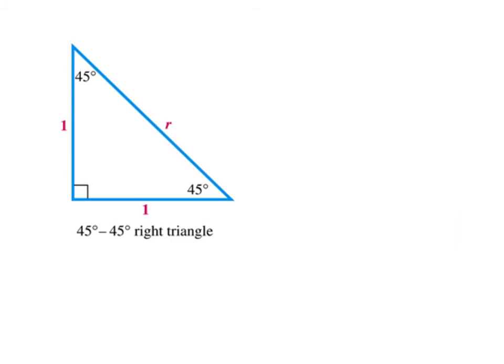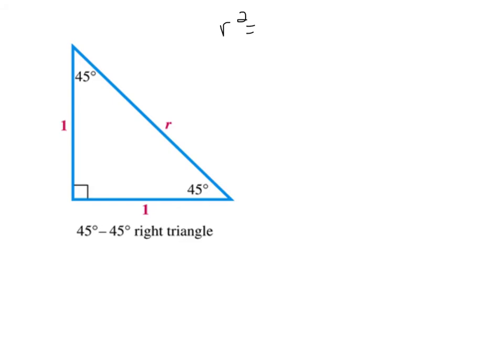Now, something that you should definitely notice is that when the two legs of the triangle are equal, that means that the two angles must also be equal. That's incredibly important to pay attention to. And if the angles are equal, then they have to be 45 degrees. So again, we'll use Pythagorean theorem to find the length of r. We could also call it c.